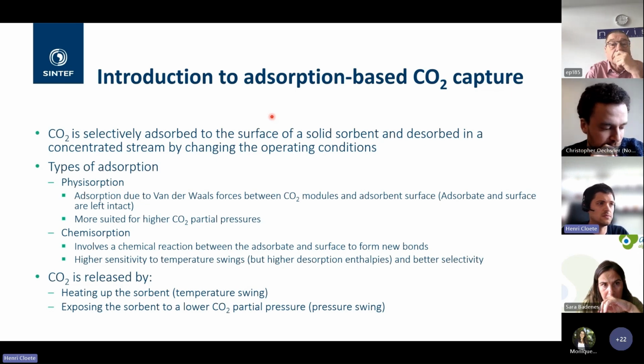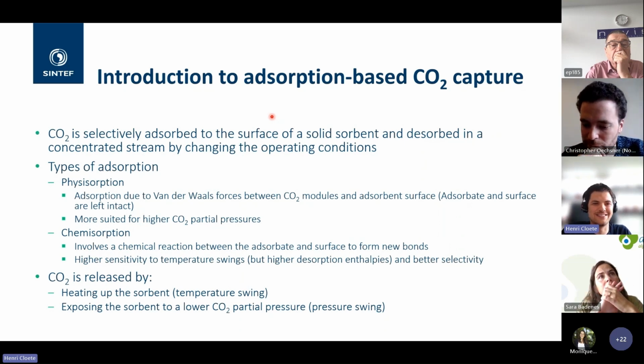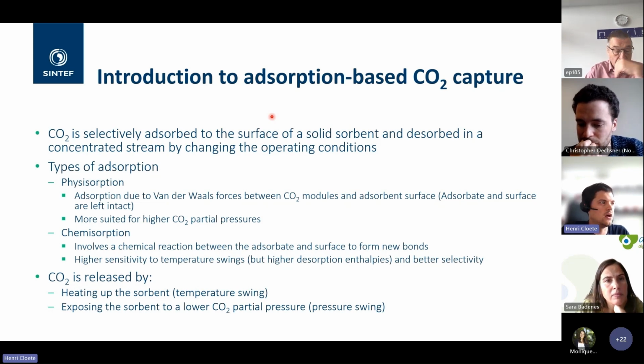So one is physisorption, which is the adsorption that's based on intermolecular or van der Waals forces between the CO2 molecules and the adsorbent surface. And in this process, the adsorbate and the surface are left intact, so there are no chemical changes in the two parts taking place. And so, as a broad overview, these physisorption processes are usually better for higher CO2 partial pressures.